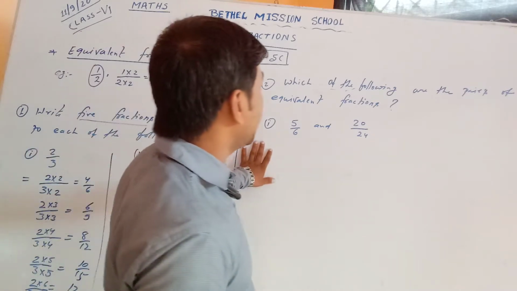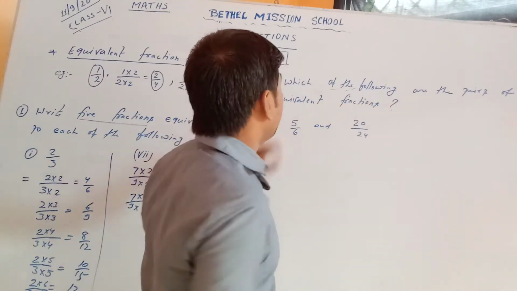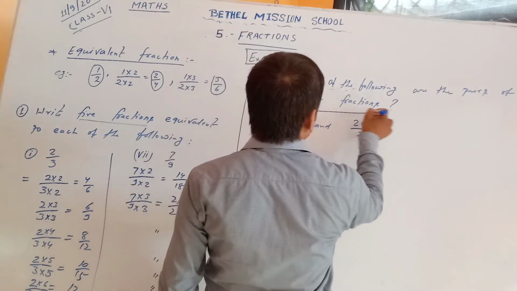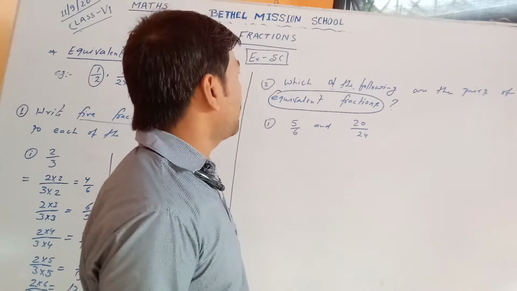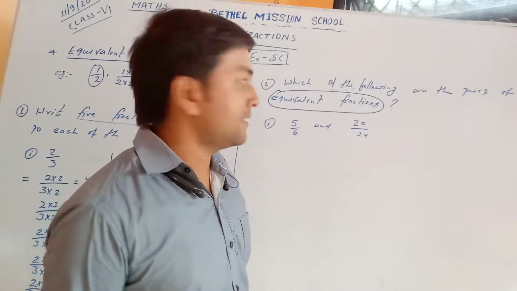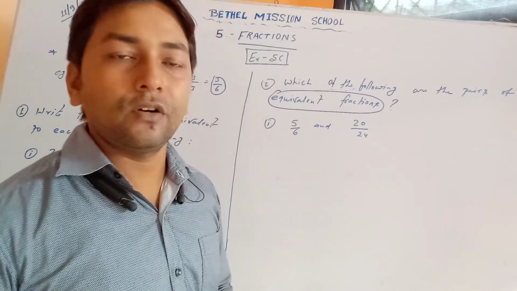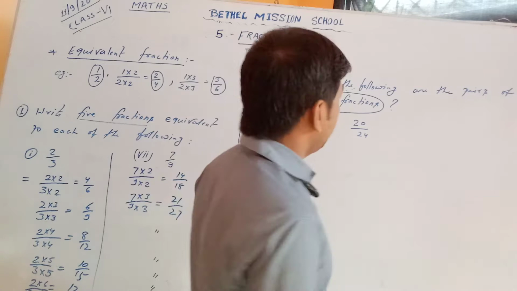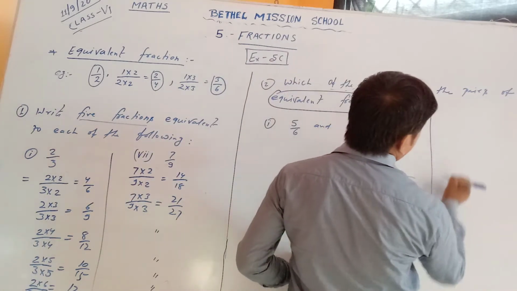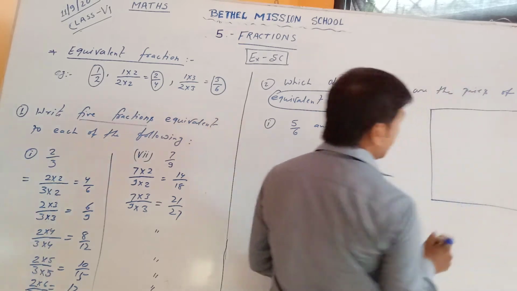Now here, second question: which of the following are pairs of equivalent fractions? You have to check whether both are equivalent or not. So first I am going to teach you the theoretical part. How will you find this?